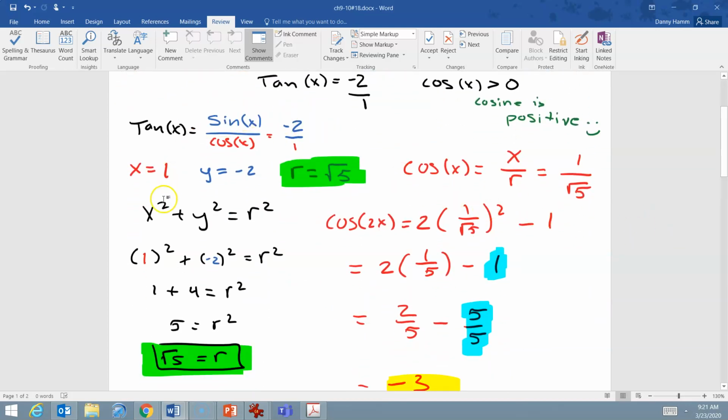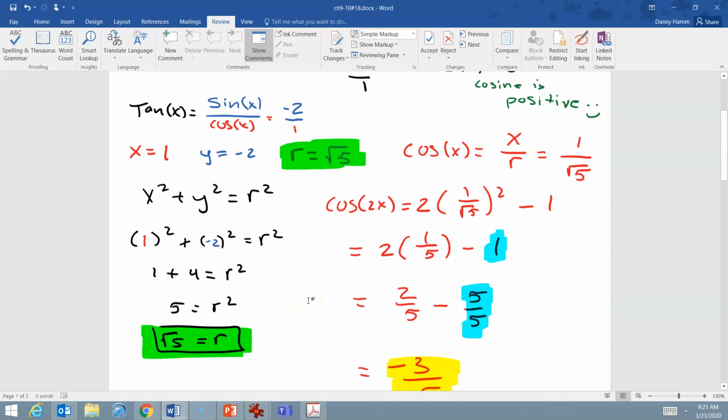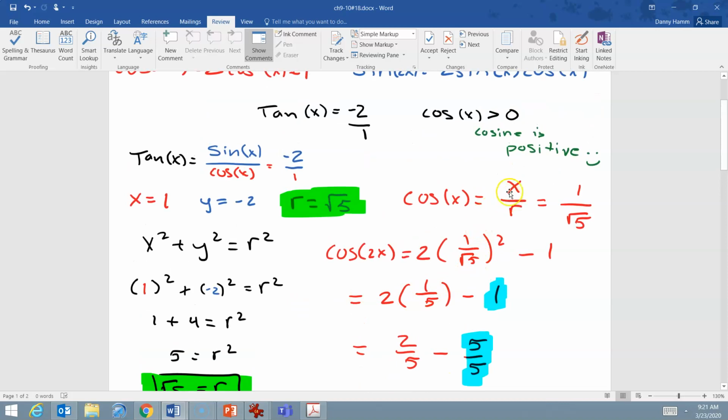Then when we do that, we have to figure out what is the value of our radius using x squared plus y squared is equal to r squared. Replacing x with 1, y with negative 2. We solve that and we find out that our radius is indeed square root of 5. Now we can rewrite our cosine, which is x over r, with the values that we found. So we were given x is 1, and we just found that our radius, or r, is square root of 5. We don't have to rationalize this.